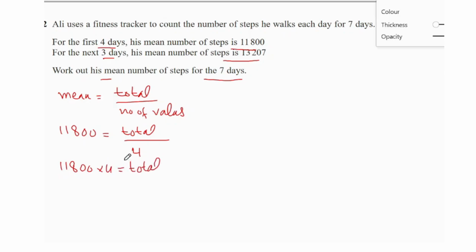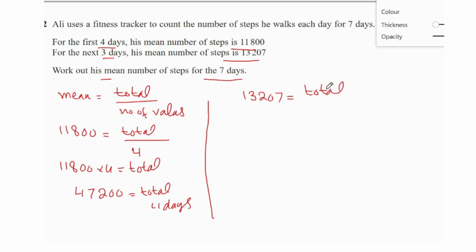So what will be the total for 4 days? So we will get here 47,200 for the total for 4 days. Yeah, total for 4 days. Now similarly we're going to work out for 3 days using the same formula. So 13,207. We don't know the total, but we don't know for how many days? For 3 days. So we're going to multiply 13,207 times by 3 to get our total. So what will be the total? So that will be 39,621. You are allowed to use calculator, guys. Don't try to do it by yourself. Use your calculator. So this is the total distance.